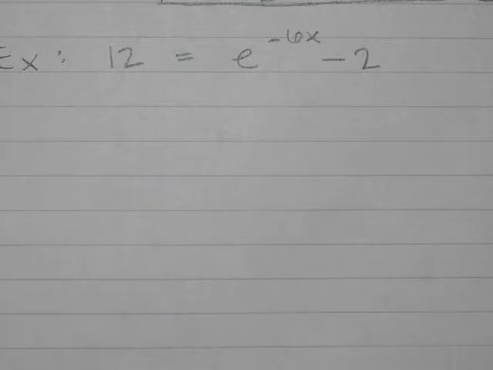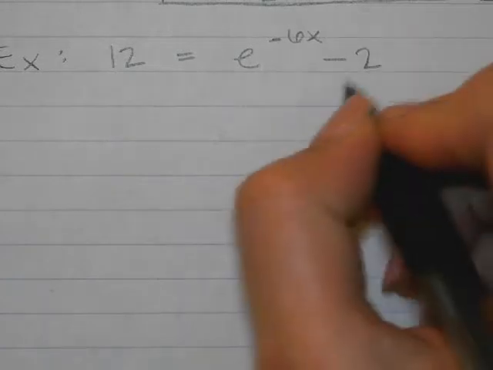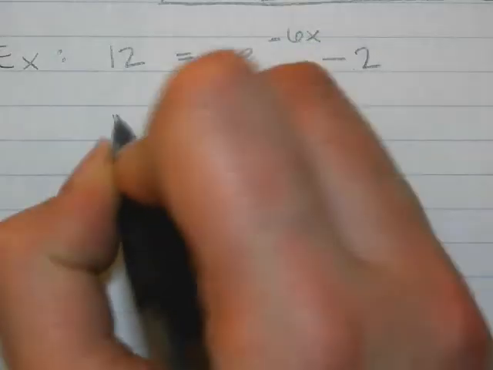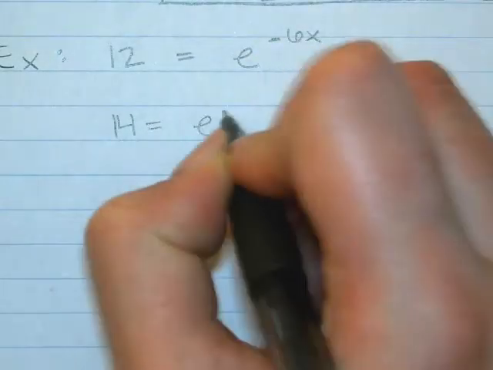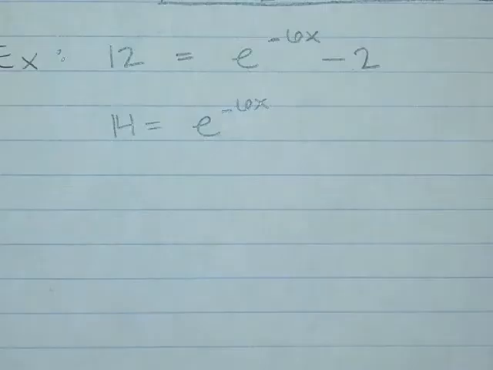So what is your first step? We can do something before we change it to log form. Add the 2. Okay, so that's an easy thing to take care of. We'll add 2 and add 2. So 14 equals e to the negative 6x.